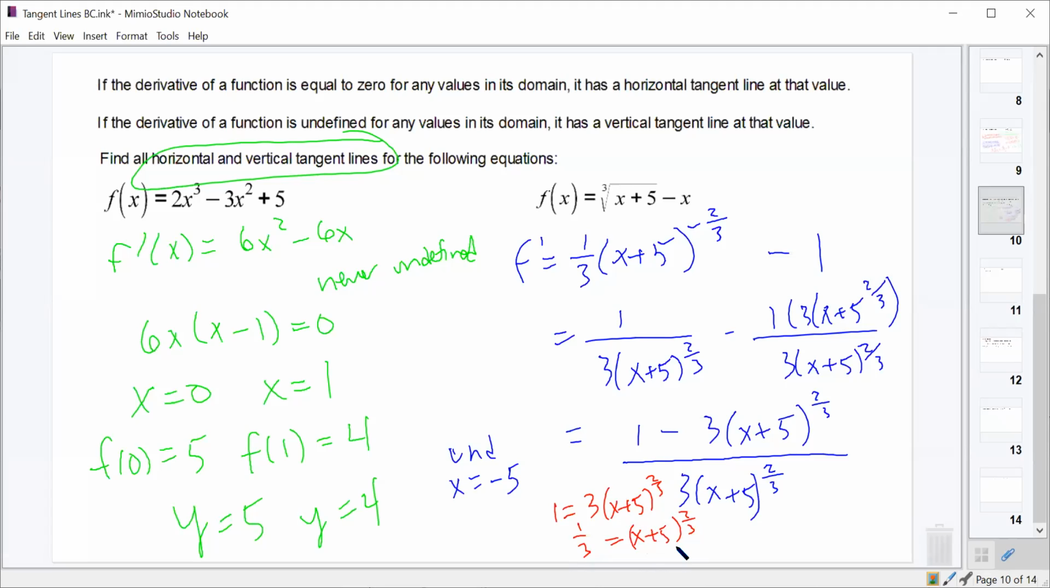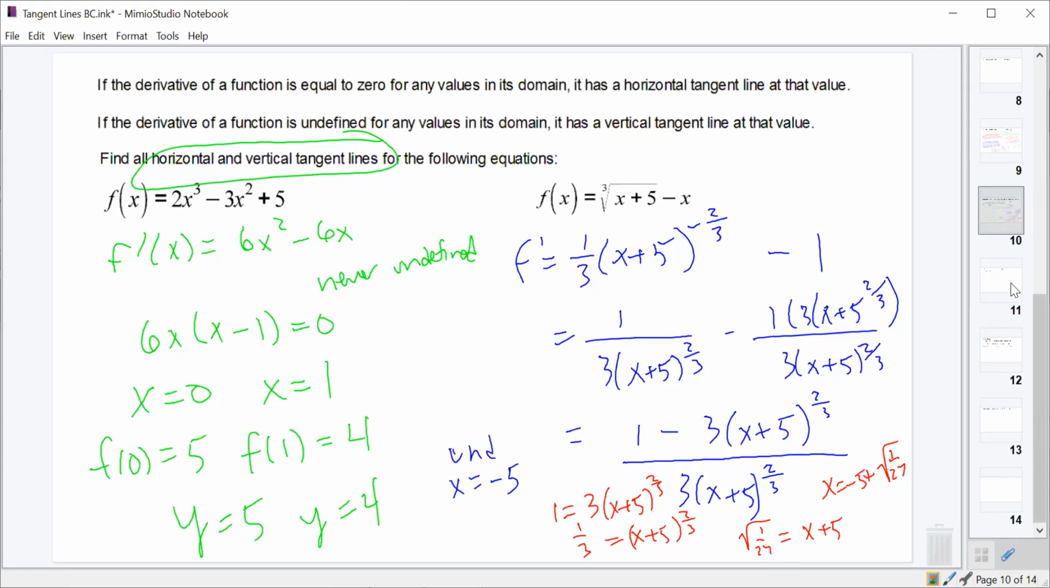Or we'd have to cube this and then square root it. So that'd be the square root of 1/27 equals x plus 5. So negative 5 plus the square root of 1/27 is the location of that. And if we wanted to figure out what it actually was, we could plug it in up there, but I'm not going to. That's a little bit annoying. Any questions on that? No, everyone's okay with that.